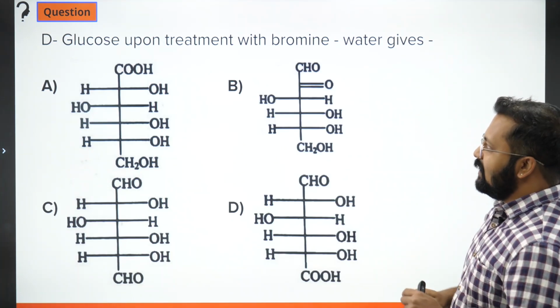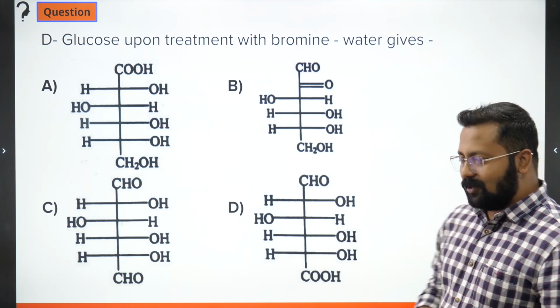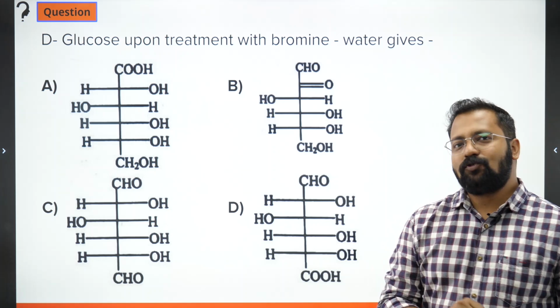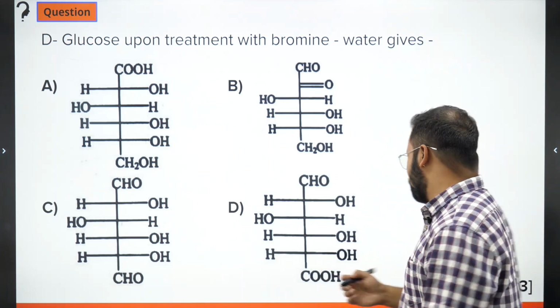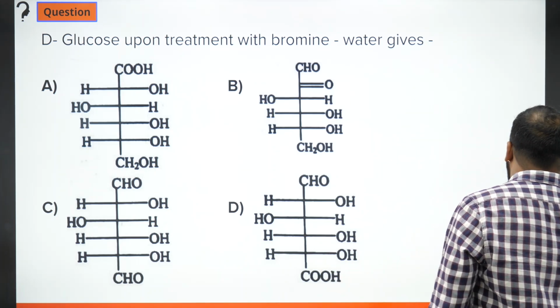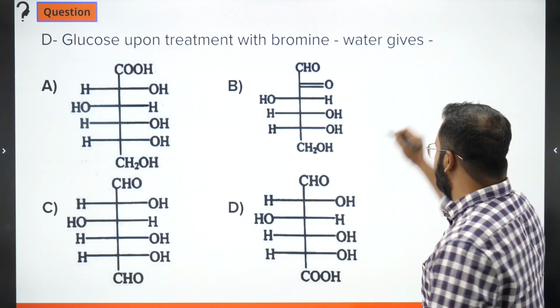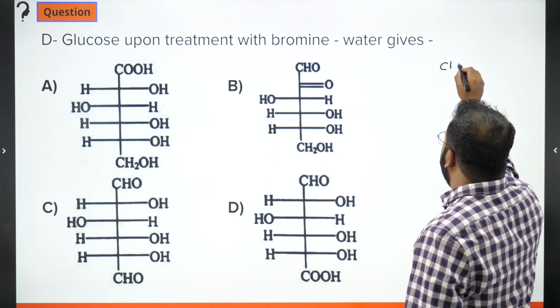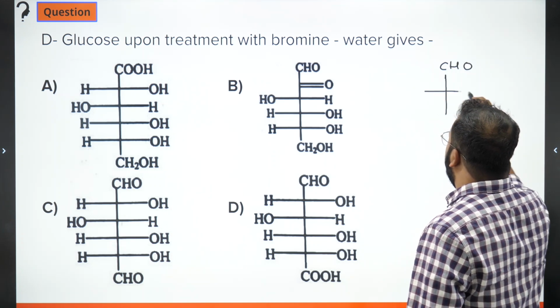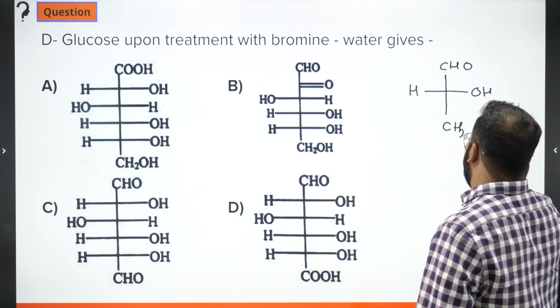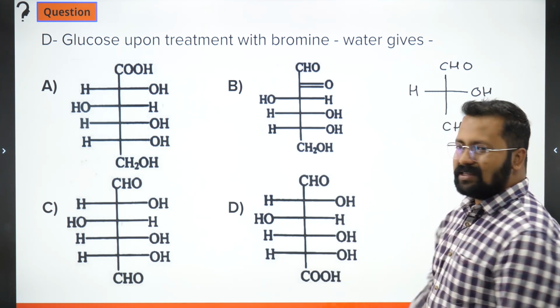Next question is this: D-glucose upon treatment with bromine water. Now, all of these glucose are D-glucose. इसको हम D क्यों बोलते हैं? That is very interesting a reason. एक कंपाउंड होता है D-glyceraldehyde. वो इस तरह का दिखता है. It looks like this. OH, H, CH2, OH.